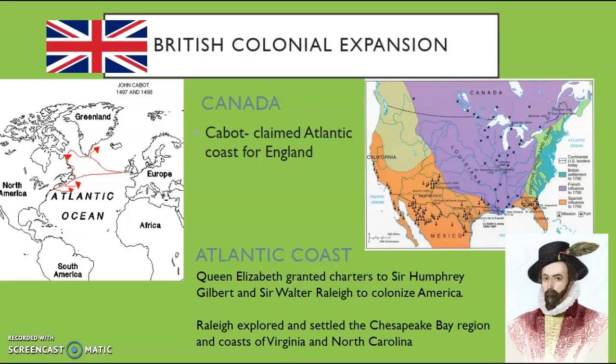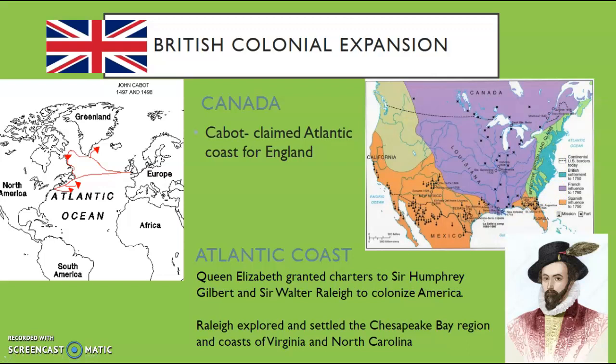So the British were really interested in expanding into Canada, but also into the Atlantic coast. So Cabot claimed most of the Atlantic coast in the Canadian area for England, and then you'll see on this map that the British started to move their way down this coast of North America, including where we live, which was originally settled by the British.